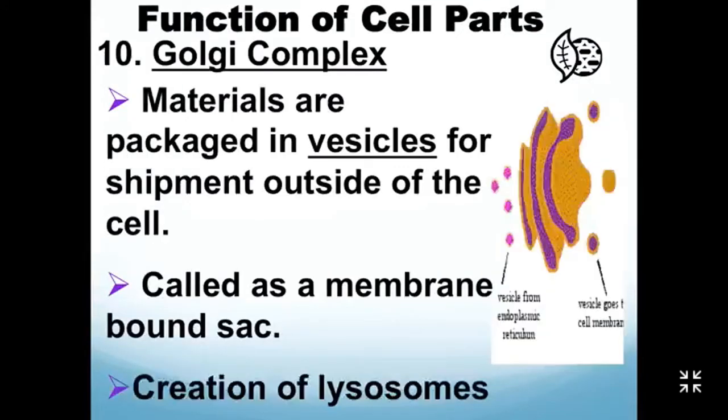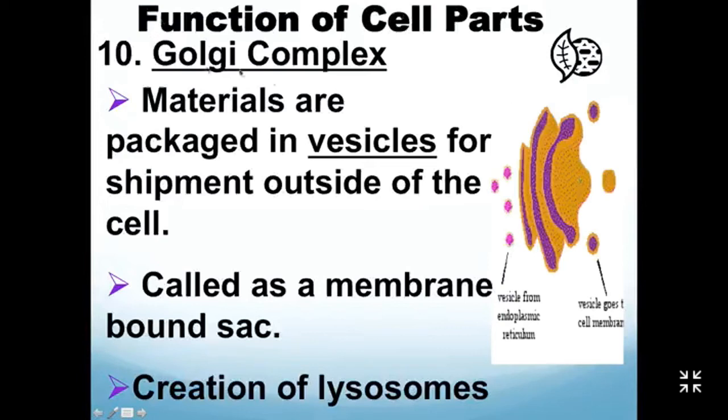For the Golgi complex, or what we call the Golgi apparatus or the Golgi body, after the endoplasmic reticulum, you still remember that, automatically those lipids and proteins will go to the Golgi complex and bind to another substance. For example, the lipid will bind with the protein. It binds inside the Golgi complex.